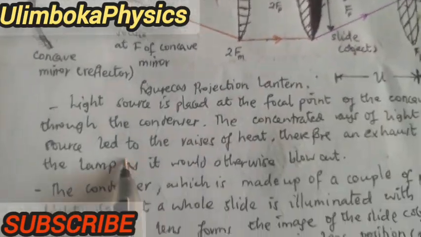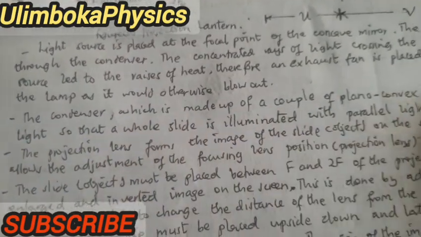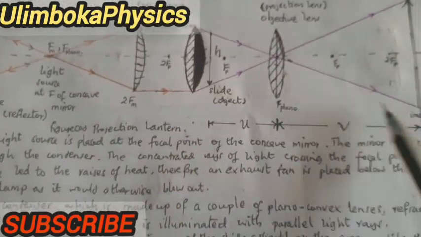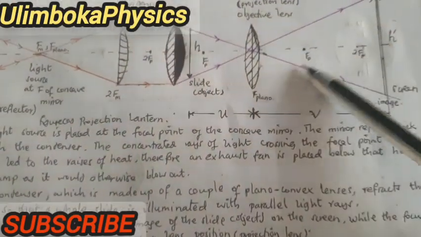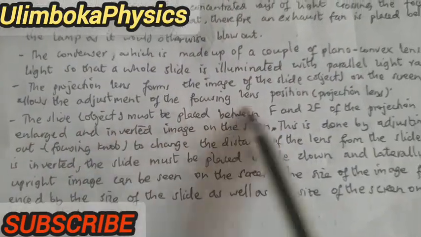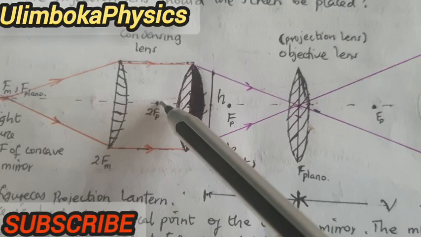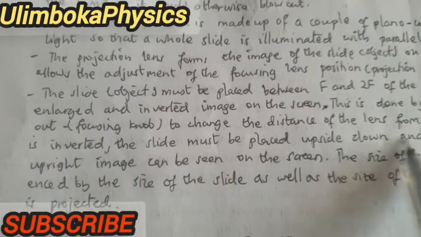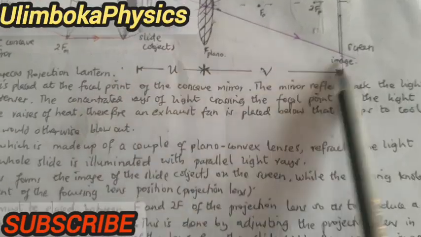Okay, here are some of the explanations that have been given. The condenser must consist of a couple of plano convex lenses which refract the light rays, and the projection lens is responsible for forming the final image on the screen. The slide must be placed upside down so that the final image is upright, as you can see, and it must be placed between the focal point of the projection lens and the center of curvature. Also, in order for the slide image to fit the size of the screen, you must adjust the image distance.